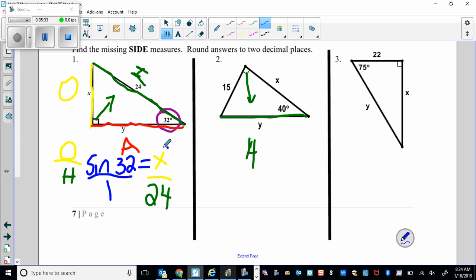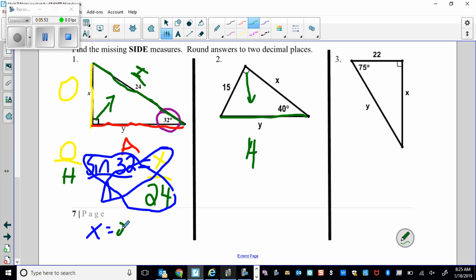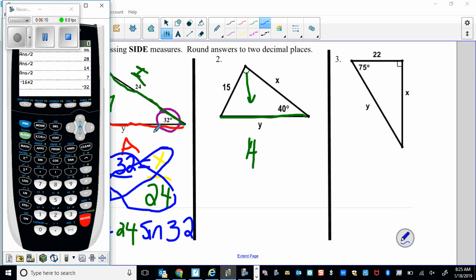Now all we have to do is cross multiply. The x multiplies the 1, which just gives you x. And 24 multiplies sine of 32, because those are across from each other. So x equals 24 times sine of 32. Now how do I put it into my calculator? I'm going to pull my calculator out so you can see it.